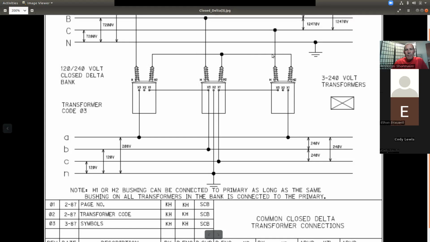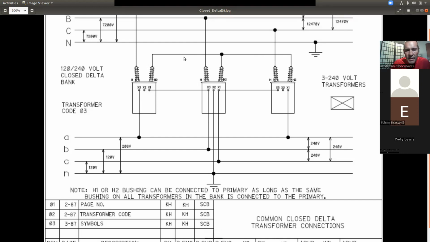To the bushings. To the other two transformers. When this one starts getting overloaded, it's going to share. It's called load sharing. This transformer is going to share some of that load, and this transformer is going to share some of that load also. It's a load sharing, load balancing type of situation.